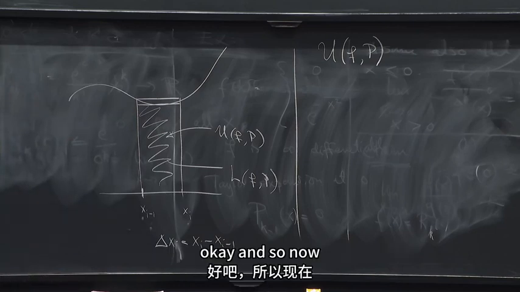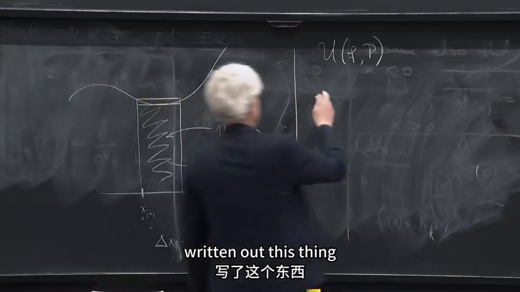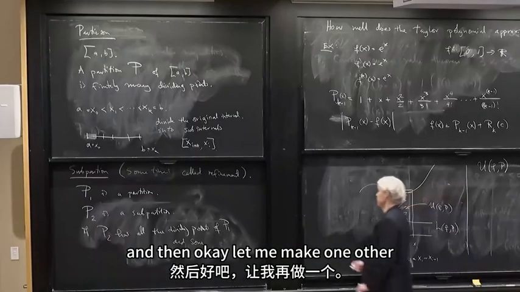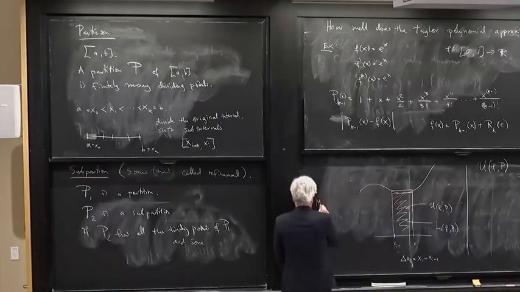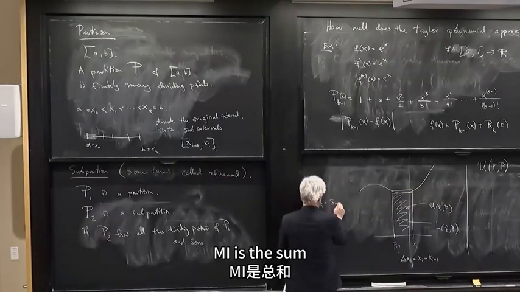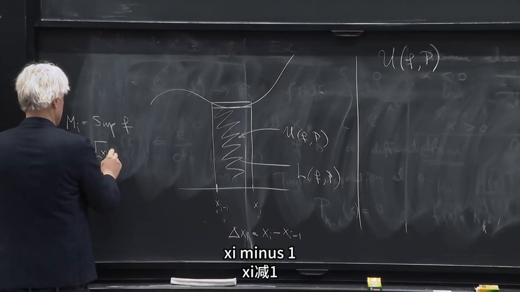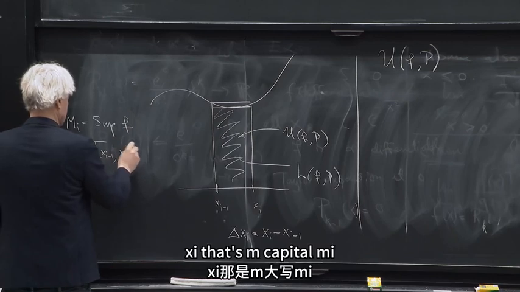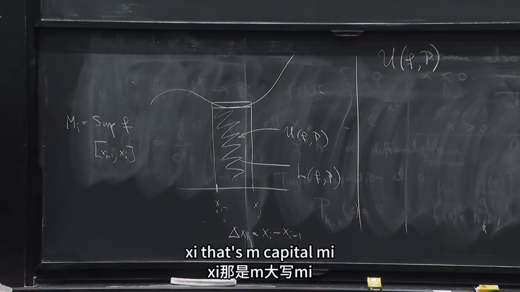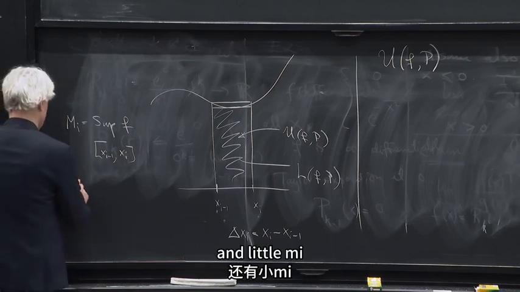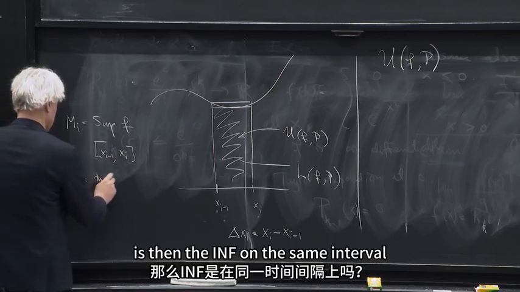Okay, and so now written out, let me make one other notation. Capital Mi is the sup of f on the interval from xi minus 1 to xi. And little mi is then the inf on the same interval.